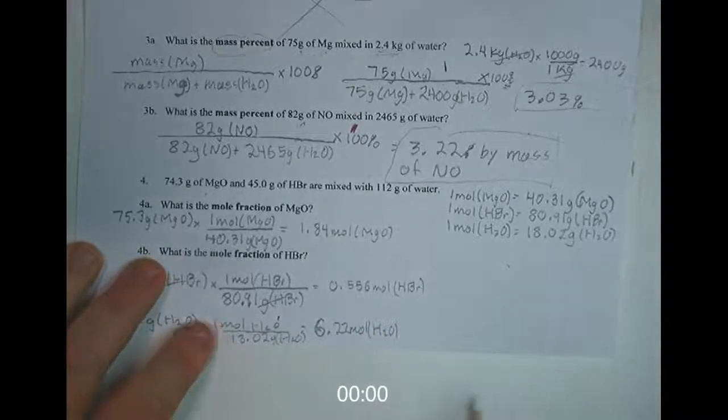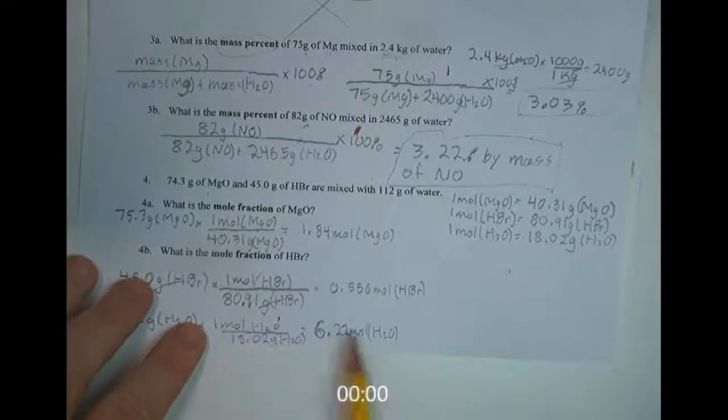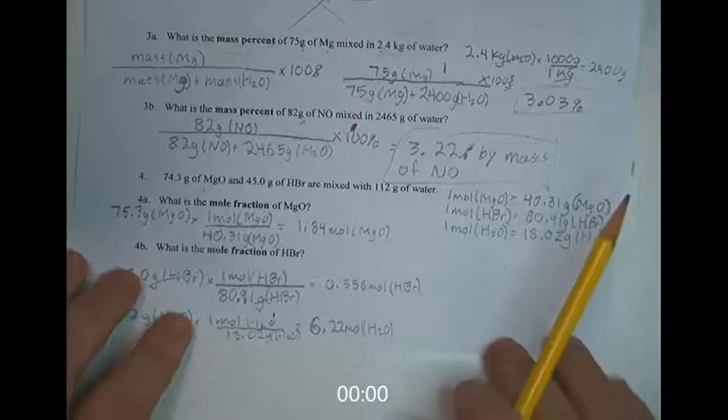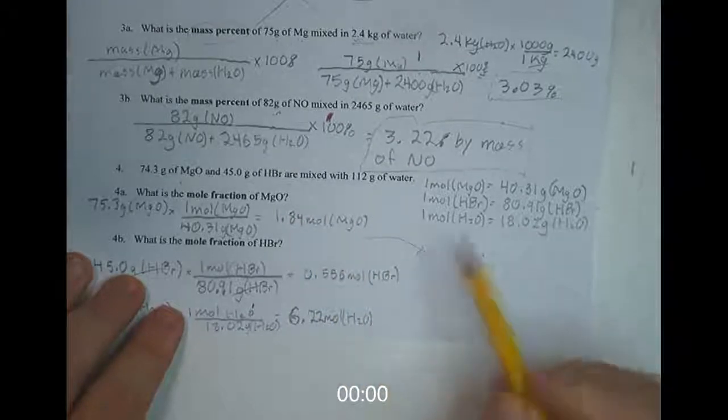Okay, so now the first question is find the mole fraction of MgO. Now I didn't leave you with enough space here to do this problem, so I'm going to let you off the hook. Just do 4A, MgO. You would do 4B the same way, except you would substitute the moles of HBr. But let's just do it for this one. Okay.